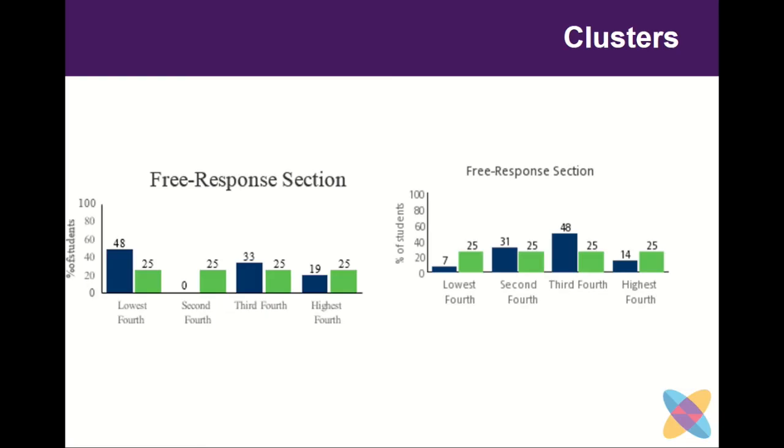The second thing we will be looking at on IPRs is clusters. Clusters allow us to identify places where we can grow student performance. For example, in this first free response IPR data, we see that there are 48% of students in the first quartile and no students in the second quartile.